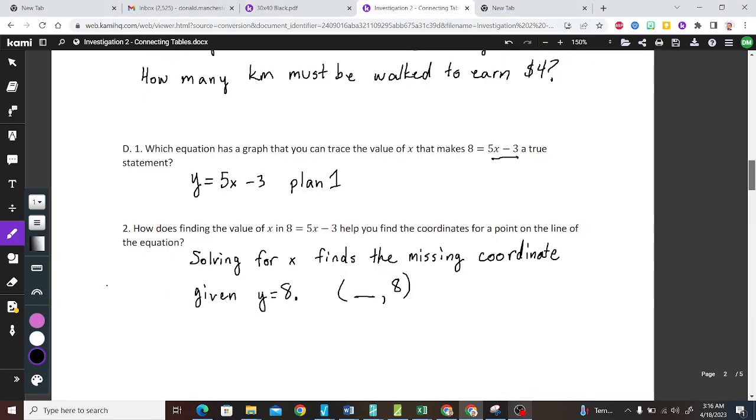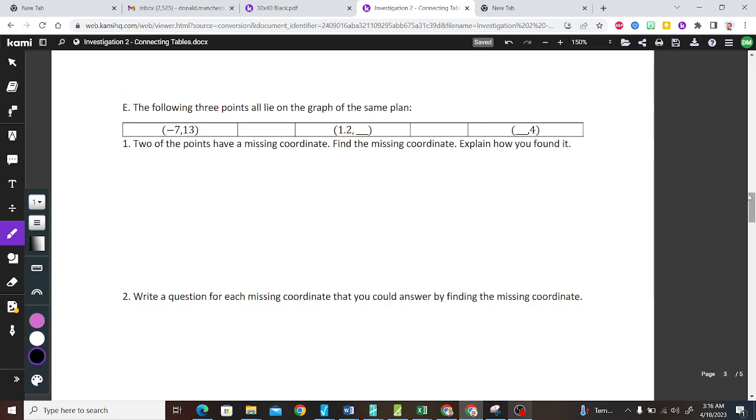Picking up at page 3. The following 3 points lie on the graph of the same plan. 2 of the points have missing coordinates. Find the missing coordinate. Explain how you found it.